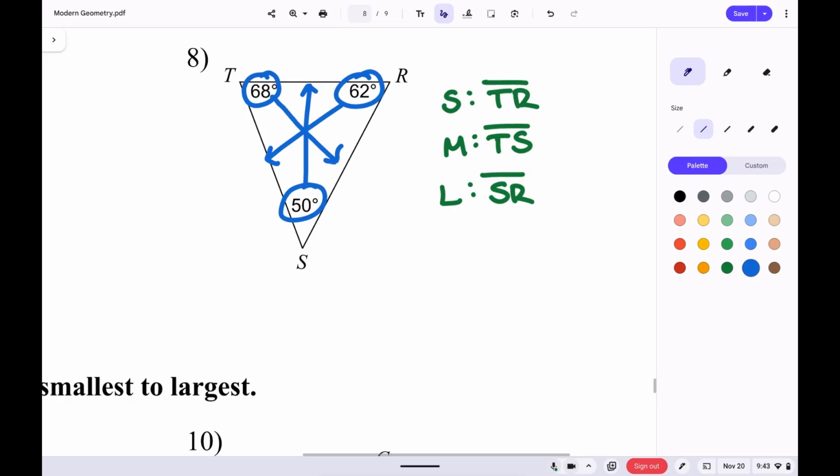Draw those arrows in there if you need to, because it really does help you see the connection of the angle to the side. Because I know it can get really confusing. There's a lot of letters being thrown around, and we're trying to list sides, and they're giving you nothing about the sides. So use those arrows and that marking to help you out.